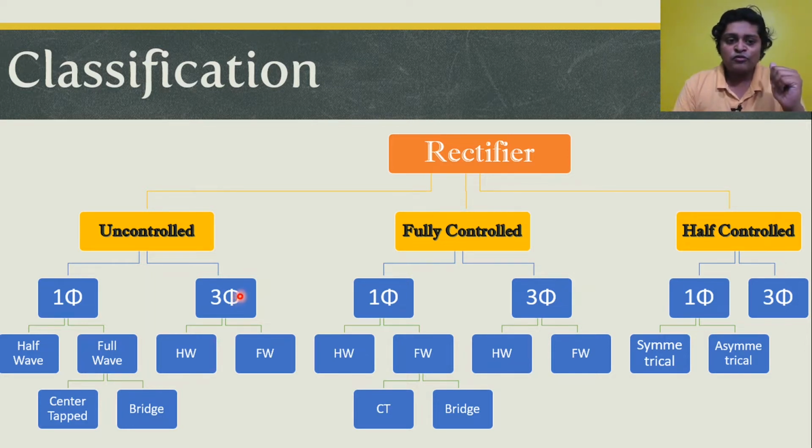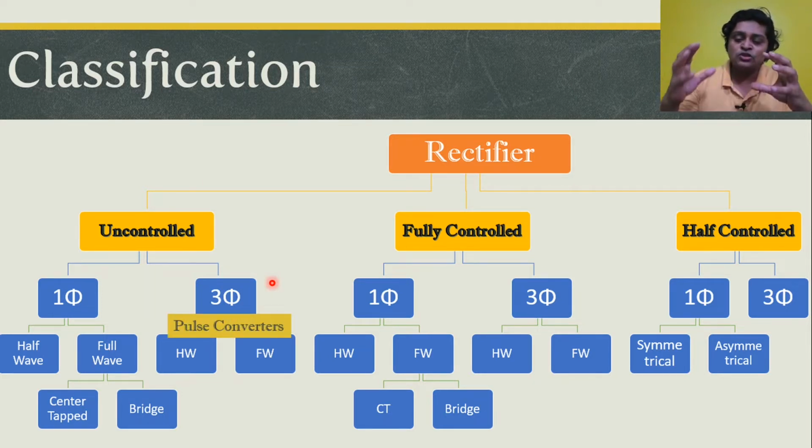Now similarly, if we go for three phase, converters or rectifiers are also known as pulse converters. In industrial applications, 2 pulse, 3 pulse, 6 pulse, 12 pulse, 24 pulse and so on can be used to minimize the ripple factor.